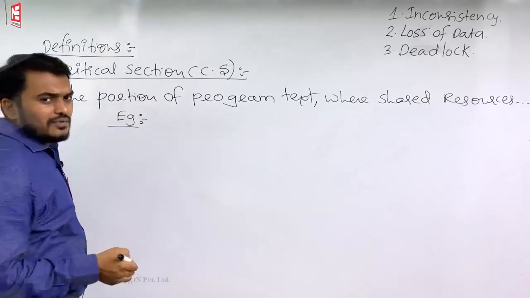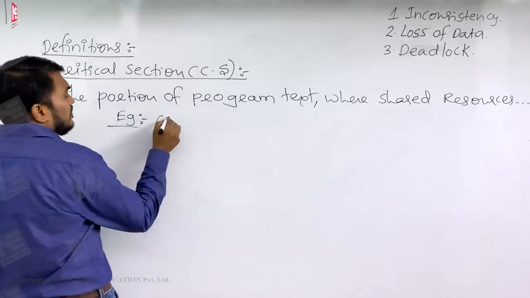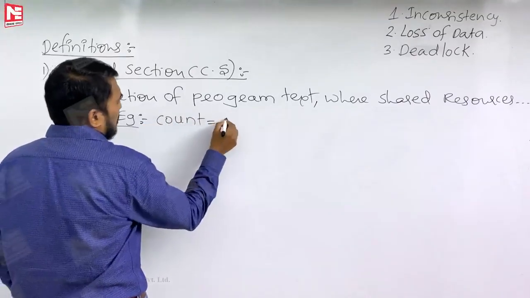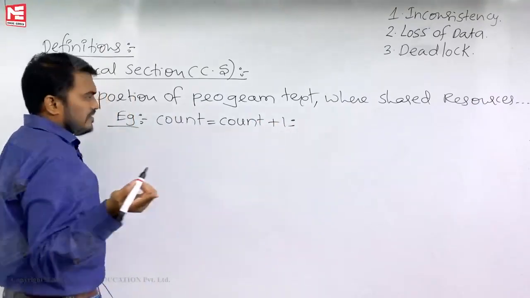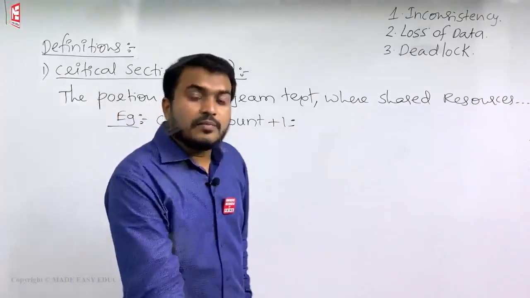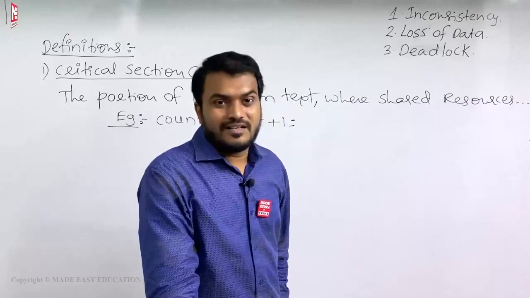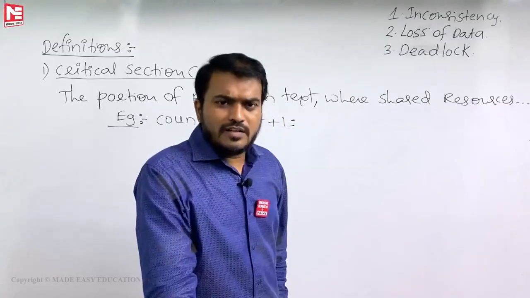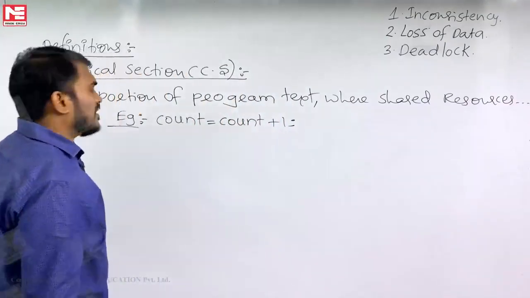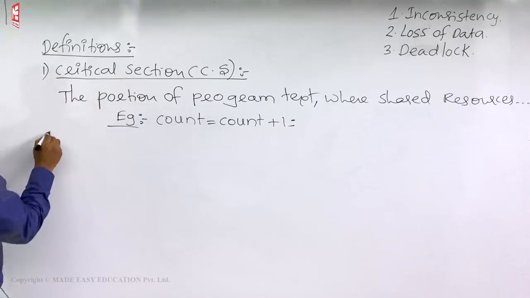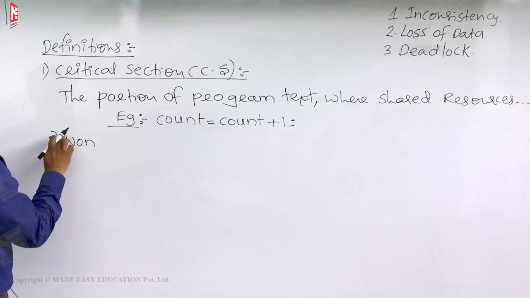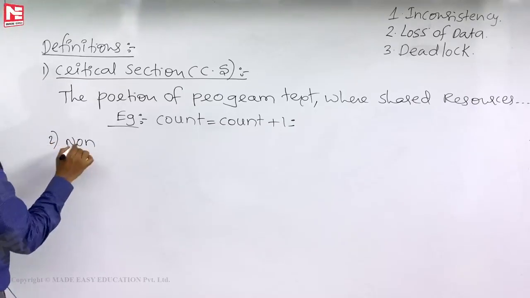आना चाहिए idea तुरंत. Count equal to count plus 1, or count equal to count minus 1, anything you can take. Remember, count is a shared variable there. Producer consumer में count shared variable था. So we can call that a critical section. Right, so that is about critical section. Next is a non-critical section.